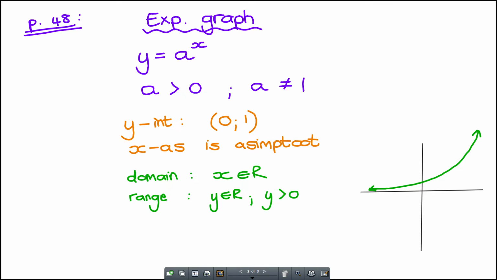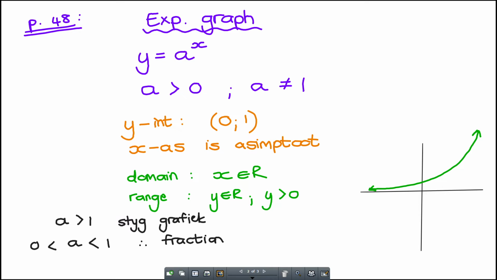Nee. Okay, dan sê hulle vir jou, as a groter is as 0, kom ek skryf net weer in 'n ander kleur. If a is greater than 1, dan sê hulle vir jou, styg die grafiek. Nee? So it's an increasing function. En dan, as a lê tussen 0 en 1, met ander woorde, it's a fraction. Nee? If it's between 0 and 1, it means it would be a fraction. Nee? Dan gaan die grafiek daal. Okay, so then it's decreasing. Dan gaan die grafiek daal.